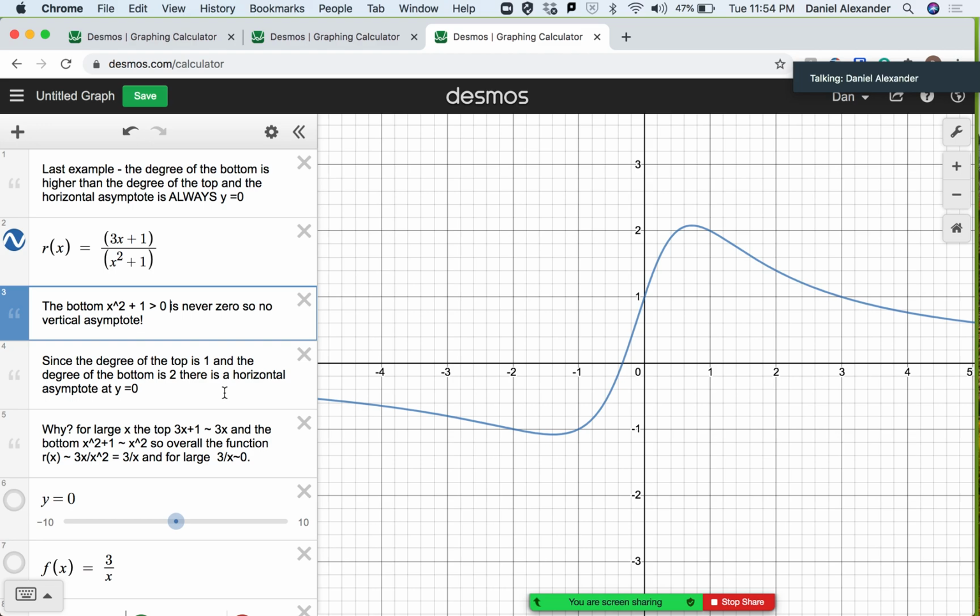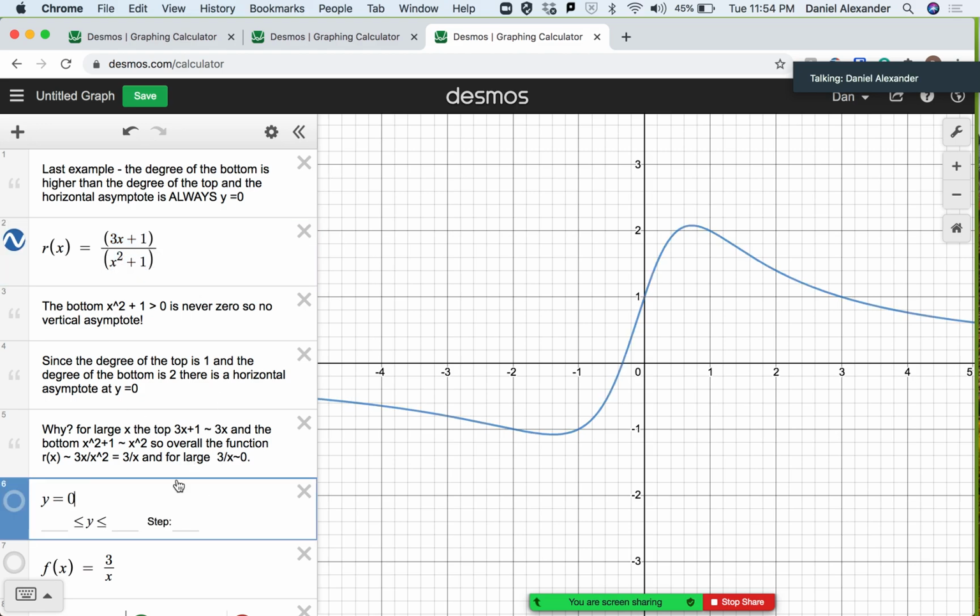Well, why? Well, let's go through this same thing again. The top is really 3x for large x. The bottom is really indistinguishable from x squared. And so overall, we get 3x over x squared. That's 3 over x. That's what I'm saying right here. And really, for large numbers, 3 over x is almost 0.